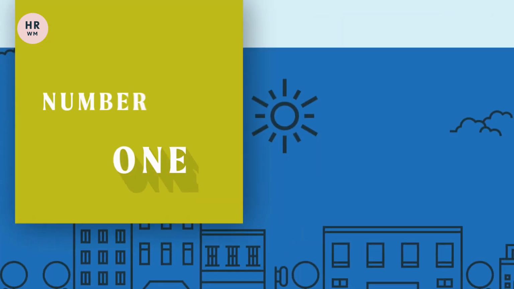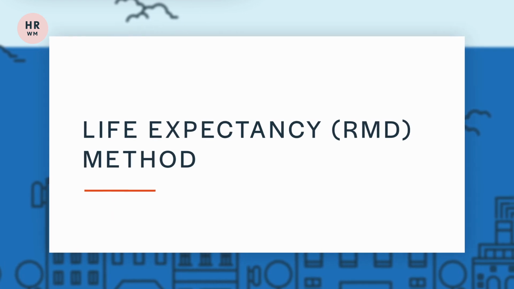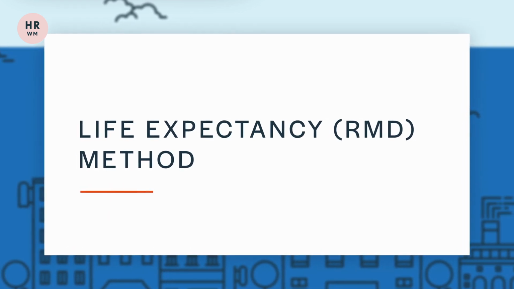To qualify as a SEP payment, you must withdraw the same amount each year for the greater of 5 years or until you turn 59 and a half. The amount you can withdraw each year is determined by one of 3 approved calculation methods. So let's dive in. The first one is the life expectancy method. You may hear this referred to as the RMD method. This is generally the simplest way of calculating the annual distribution amount.